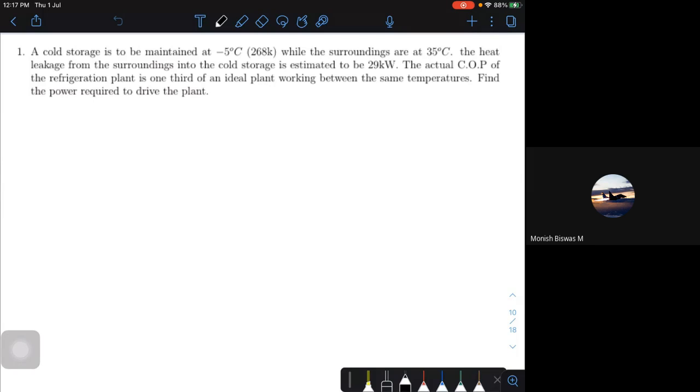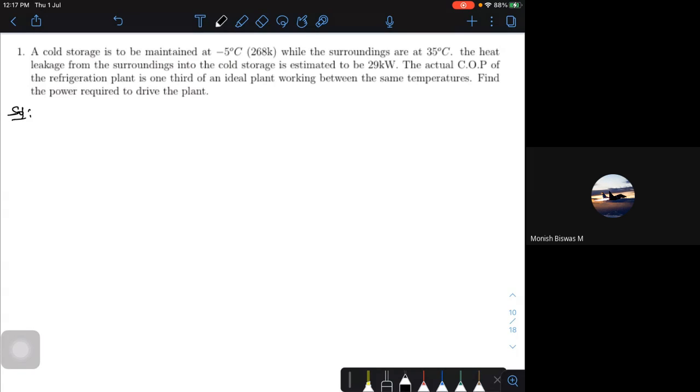The actual COP of the refrigeration is one third of the ideal. The ideal COP is always based on the Carnot cycle, which can be obtained from your temperatures. Find the power required to drive the plant. This is a simple problem. Let's put the TS diagram and solve it.